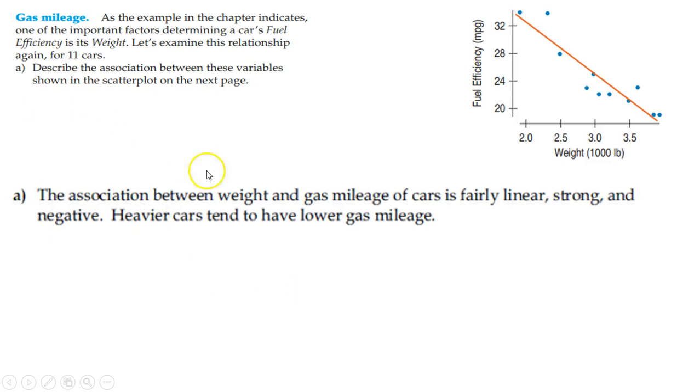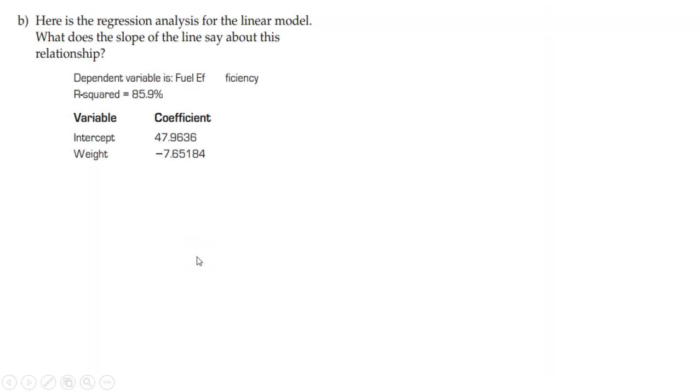So the association between the weight and gas mileage of cars' efficiency, it's definitely looking like it's more linear, right? Because it's going down, it's looking pretty strong for the most part. Nothing's too far off, like no points all over the place, but it's definitely negative. So it's appearing right now that the heavier the car tends to have lower gas mileage. Heavier the car, the lower the gas mileage. That's the association that it looks like we are seeing.